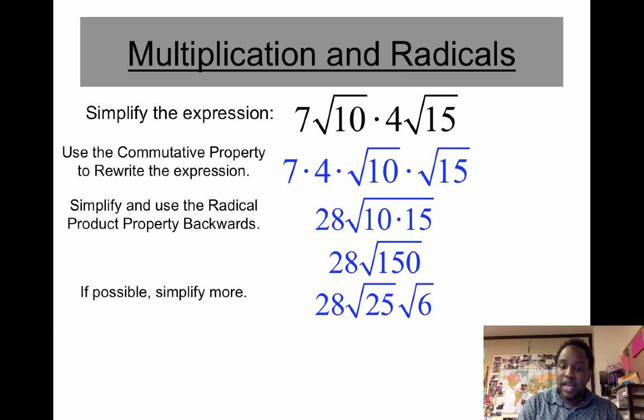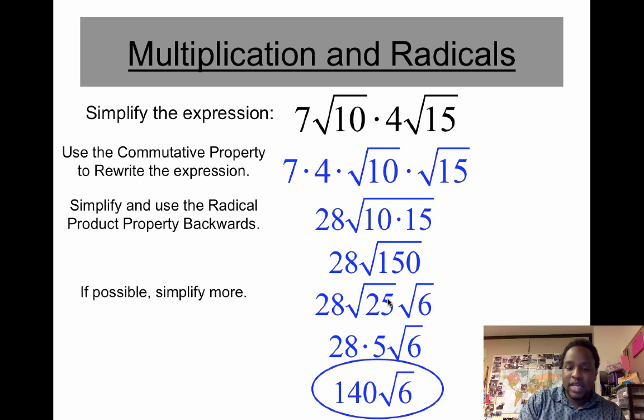So it seems like 25 goes into 150, and it goes into it 6 times. So we can say 28 times radical 25 times radical 6. And so radical 25 is equal to 5. And 28 times 5 is equal to 140. So we can simplify this expression, 7 radical 10 times 4 radical 15, to 140 times radical 6.